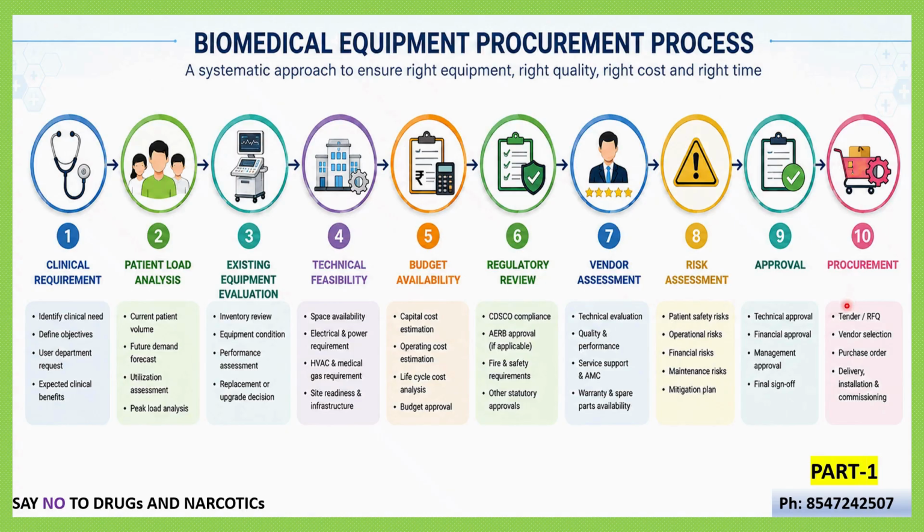Then comes the procurement. After this need analysis, a proper chart has to be prepared. Need analysis means a systematic approach to ensure the right equipment, right quality, at the right cost and right time. This is the first principle when the procurement process starts.